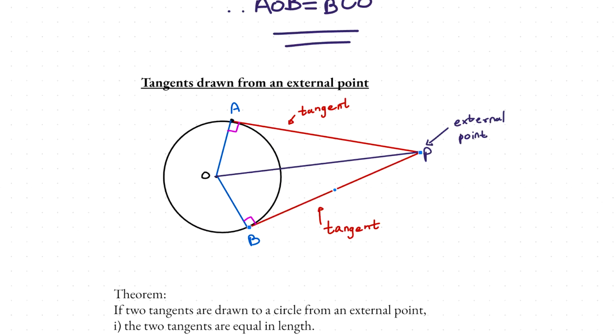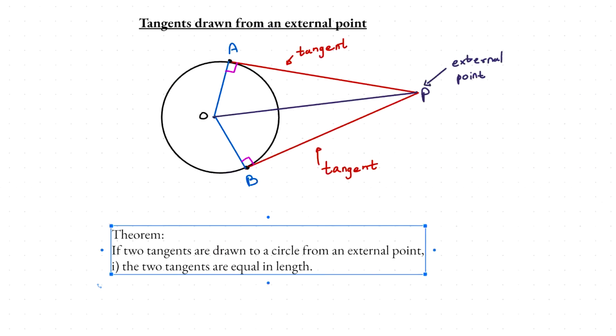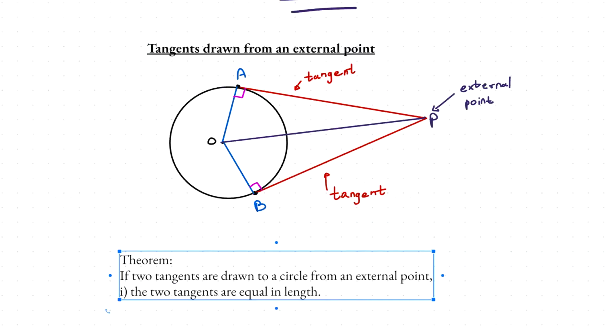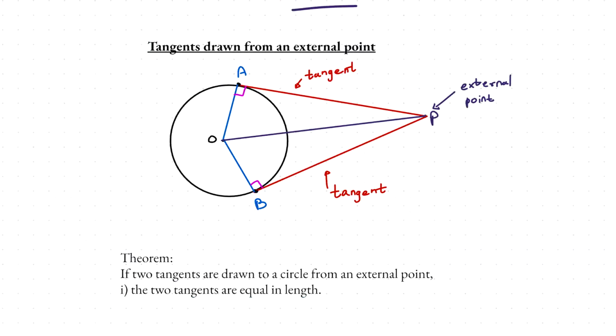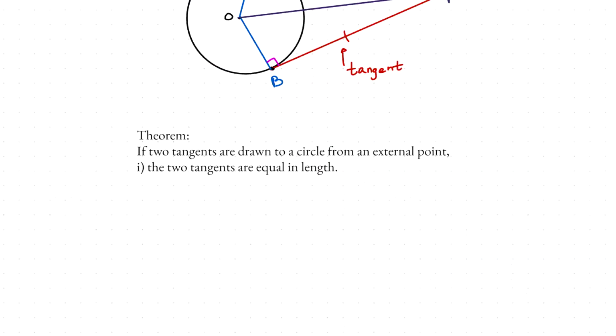So if two tangents are drawn from an external point to a circle, then the two tangents are equal in length. That means this tangent, which is AP, is equal to BP. Okay, AP is equal to BP. That is what Roman number 1 means. Then let's move on to Roman number 2.